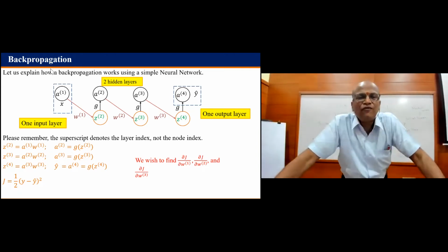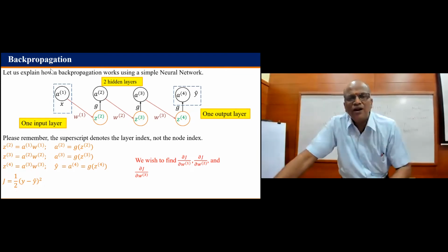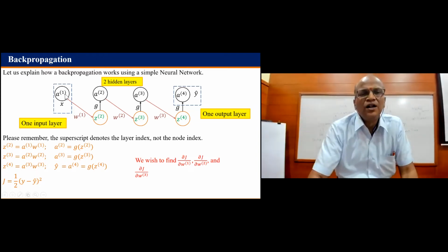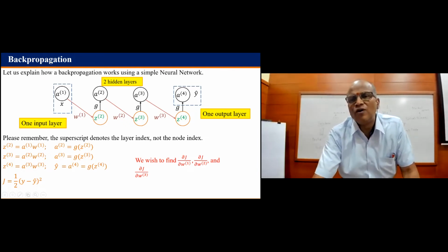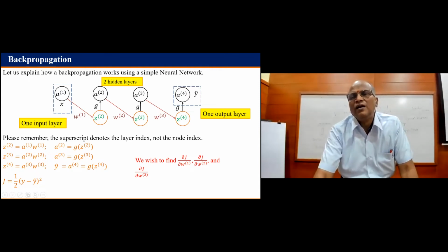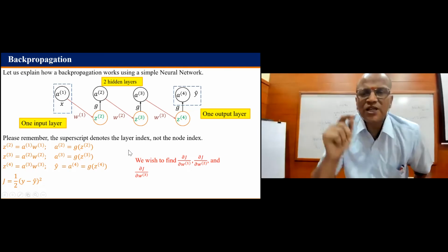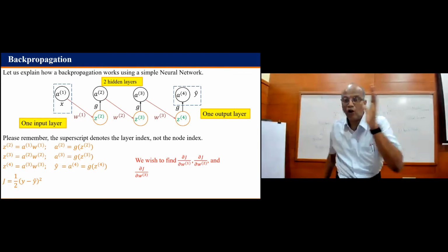You can see that from X, there is an A1 and then there is a connection W1. Then it becomes Z of 2. I hope you're able to follow. So I'll move the cursor from A1, W1, you go to Z of 2. Then you put the activation function, it becomes A of 2. Then put a W2, it becomes Z of 3, then G, A of 3, then W3, Z of 4, and then A of 4. And then finally you get the Y hat. Please remember, the superscript denotes the layer index, 1, 2, 3, 4, not the node index.